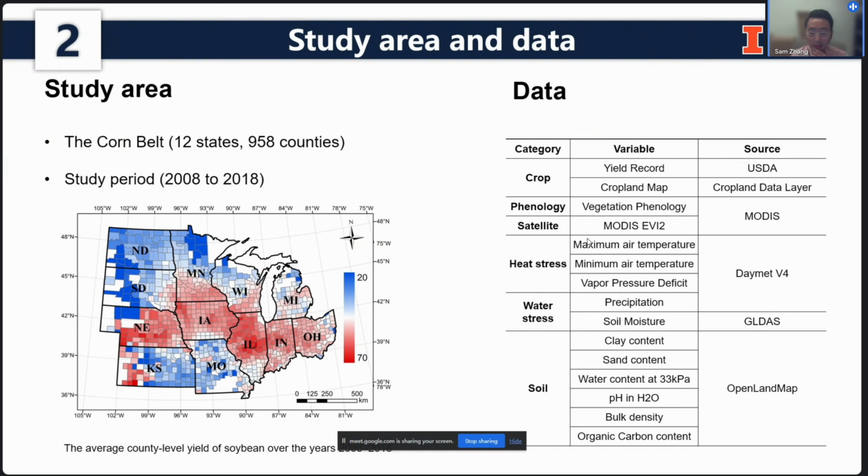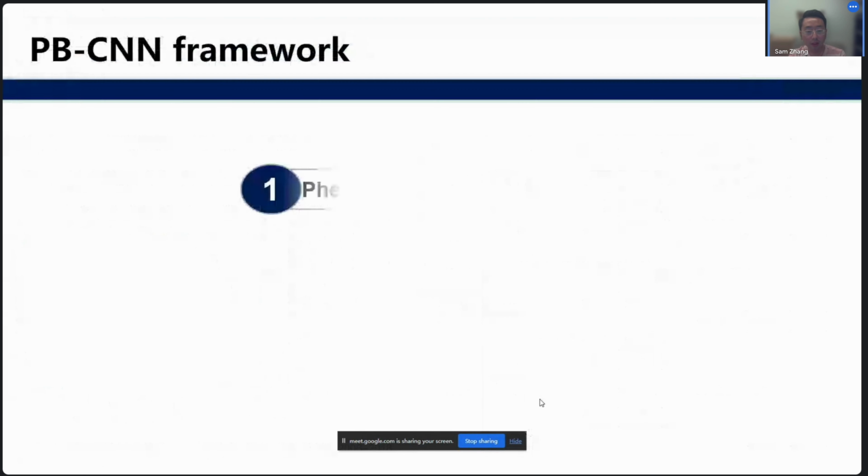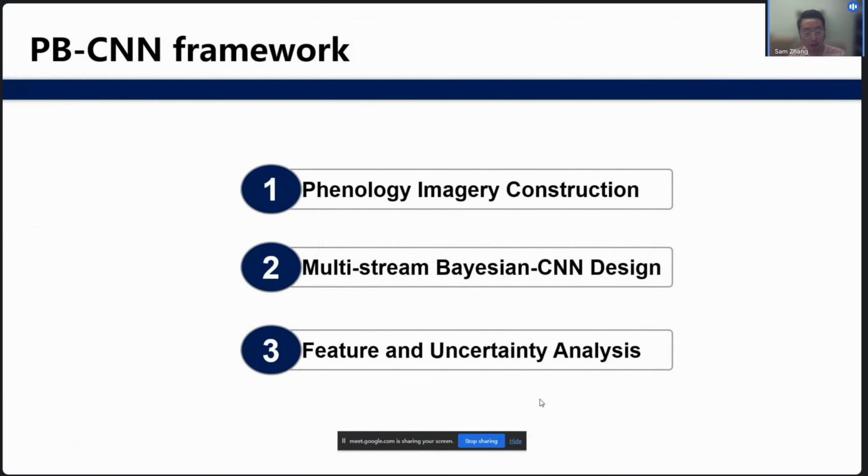You can see that we use many different data to predict the crop yield: satellite data, phenology data, heat stress related parameters, water stress related input variables, and soil variables. My PBCN framework includes 3 parts.